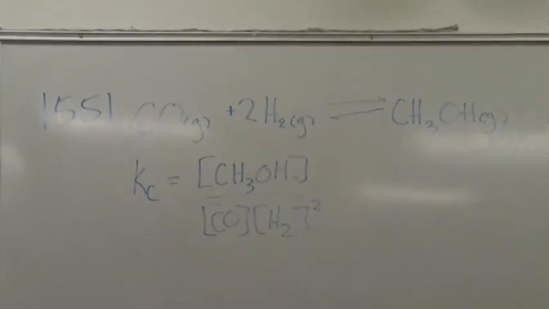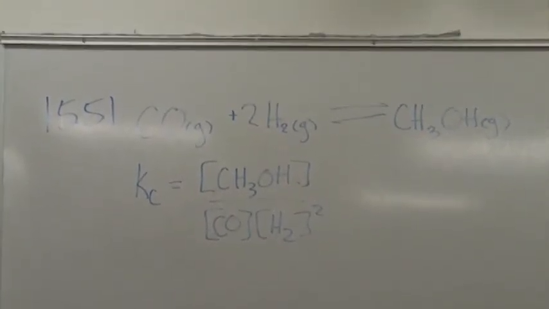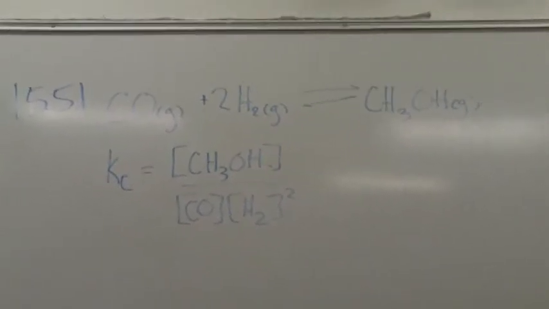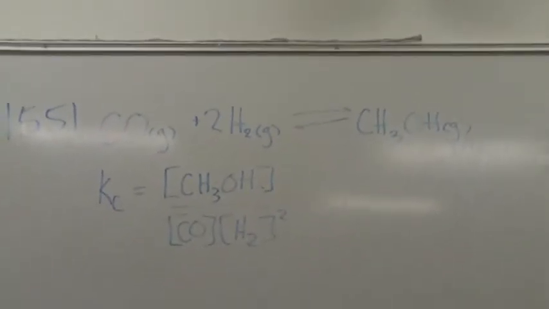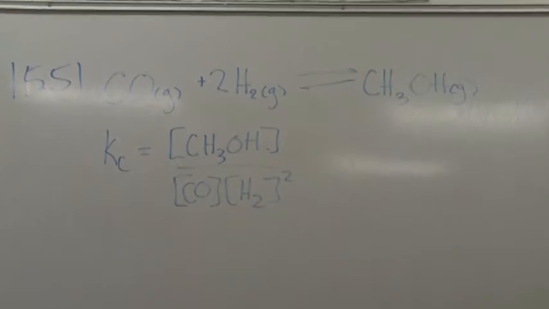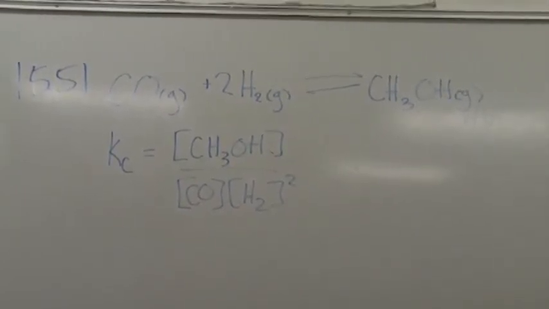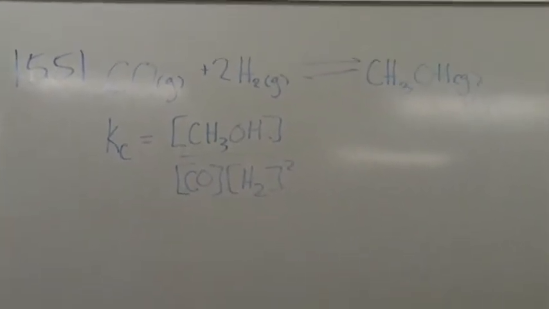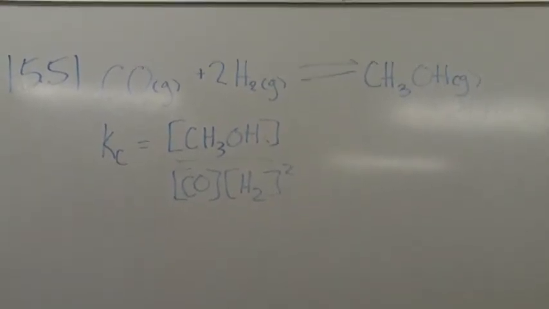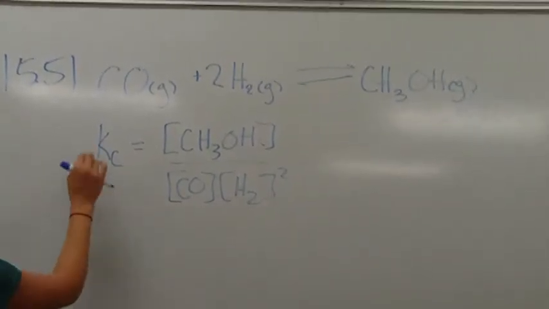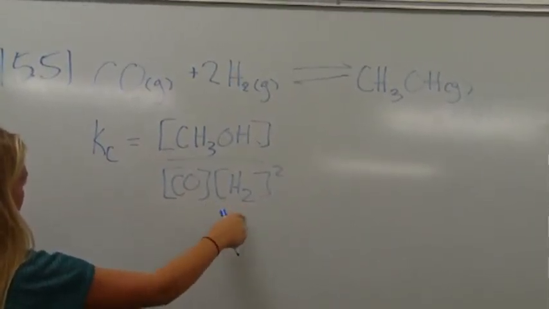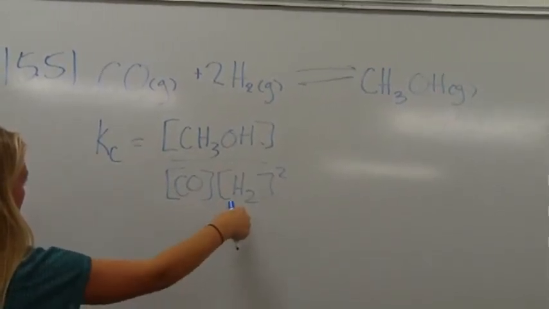All right, 15.51. At a certain temperature, the reaction shown here has Kc equal to 0.5. If a reaction mixture at equilibrium contains 0.18 molar carbon monoxide and 0.22 molar hydrogen, what is the concentration of methanol gas? So they gave us Kc, the concentration of carbon monoxide, and the concentration of hydrogen, so we really just have to plug those things in to solve.